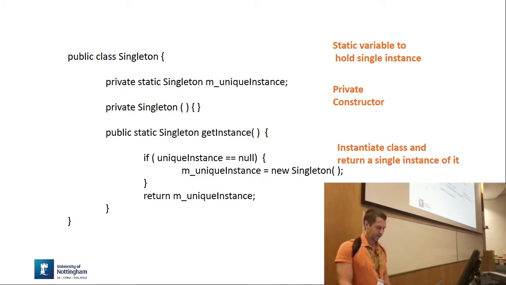So here's a solution. Here's the static variable to hold a single instance. And we have a method called getInstance in the Singleton class. If it's not been instantiated yet, we create a new one. But if it has been instantiated, we return it. So that's a kind of solution.